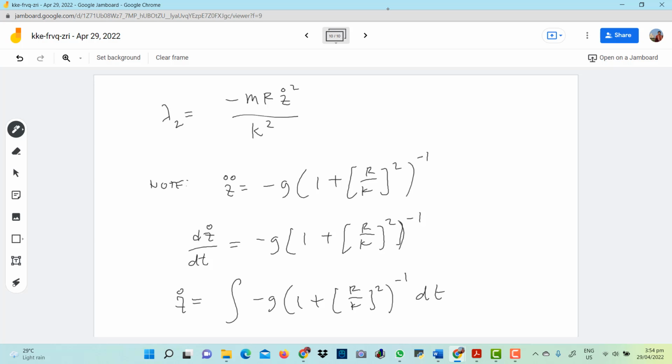And take note, g, r, k are constants. So you can factor that out of the integral. So I factor out na ako daan sa integral, no? So, factor out ko na. This is from 0 to t, from 0 to t time.